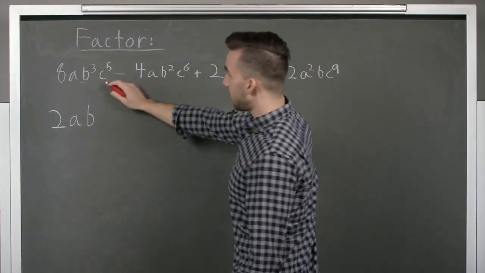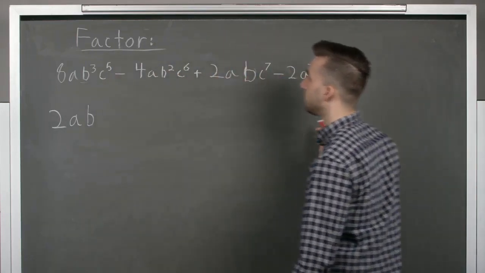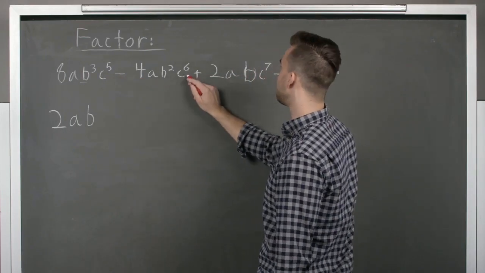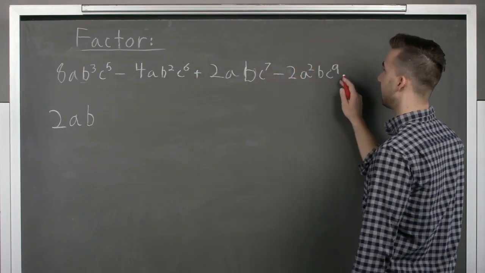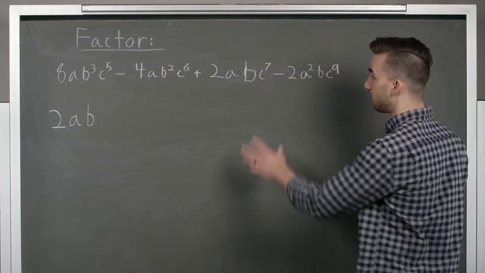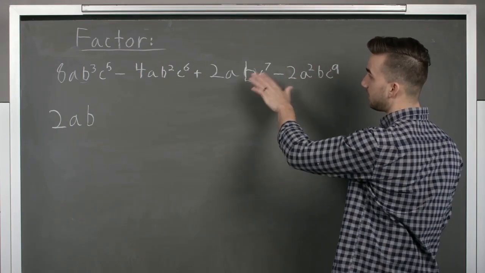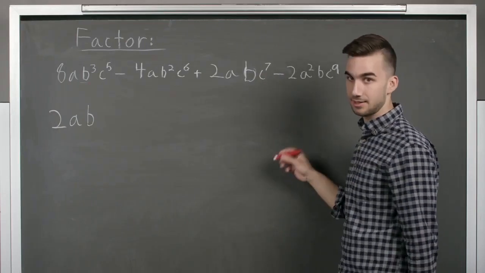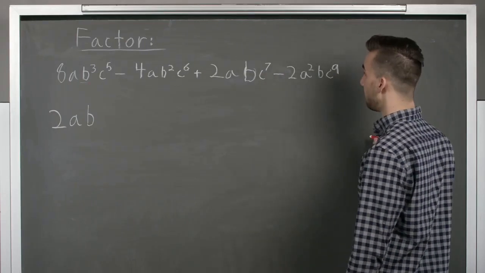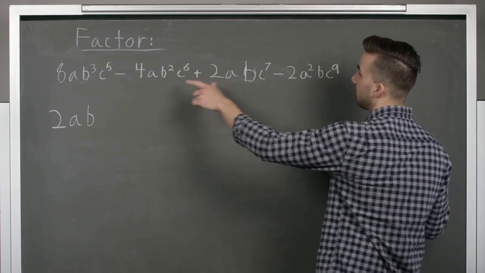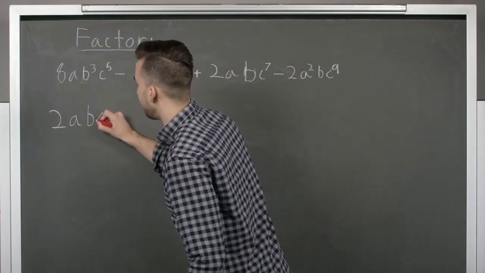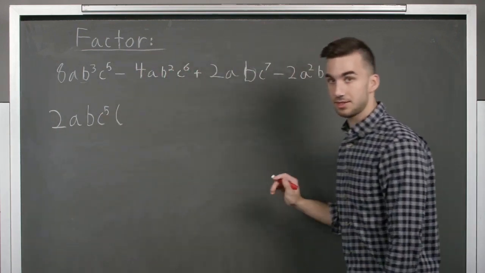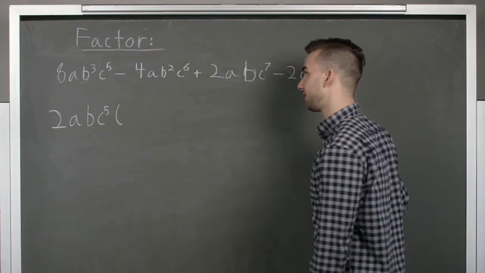Let's do c to the power of 5. What is our lowest power of c? 5, 6, 7, 9. And once again, if one of these terms did not have a c, then we would have to go with that, and we could not factor c out of this expression. But our lowest power is 5, so we will factor c to the power of 5 out. Now, we just divide each term by our common factor.